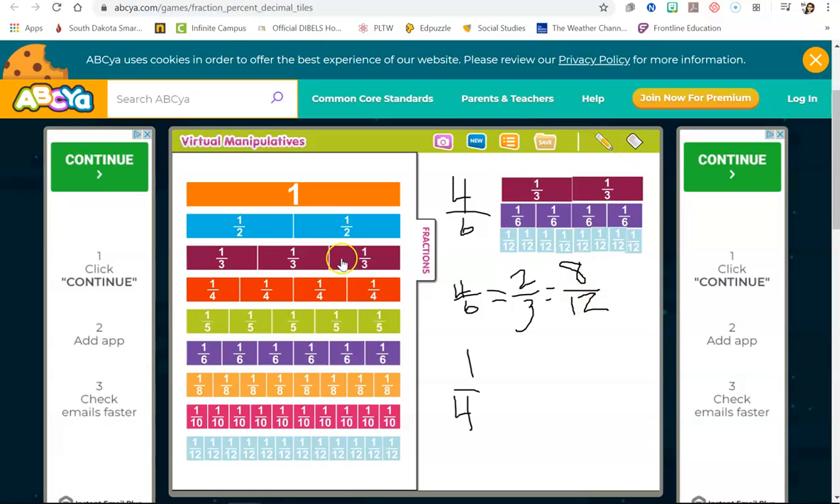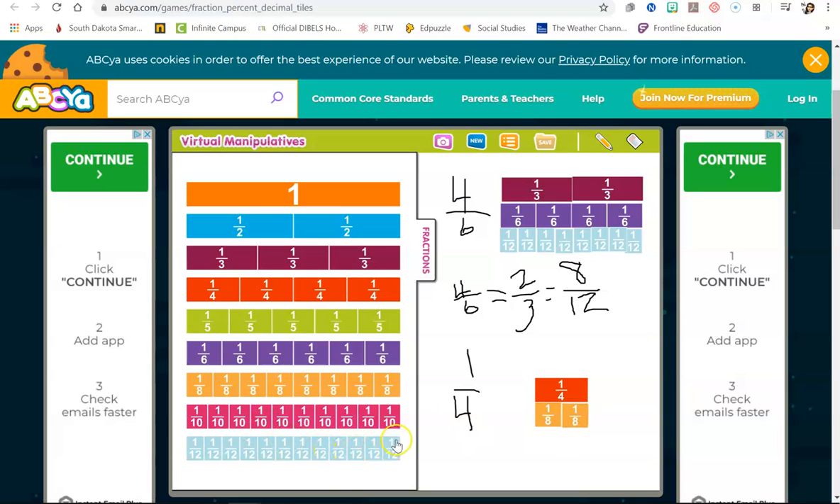Now our last one is 1/4. So I'm going to drag 1/4 over here. I'm going to use what I've learned so far. So I know that 4 is going to be related to 8. 4 is also related to 12. So I'm going to try my 8ths. 1/8, 2/8. Looks like 1/4 is equal to 2/8. I move it over a little bit.